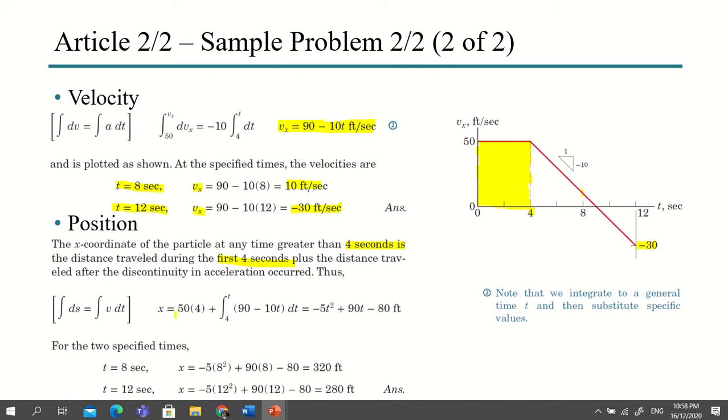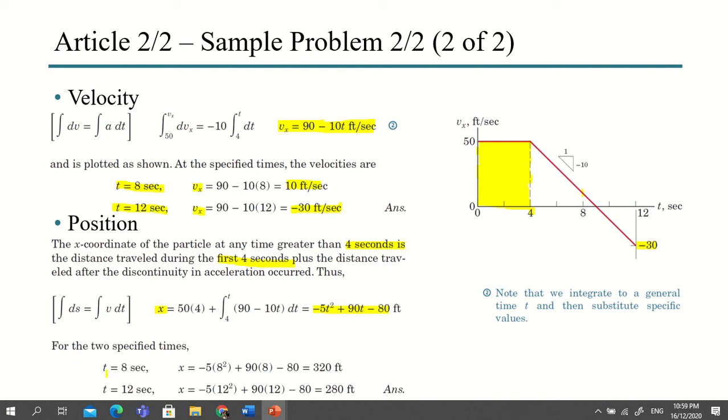All right, so we have this resulting equation after you integrate this ds, because we have to find s, the position. We use x here for the position. After integrating, this part here, 50 times 4, is just the area of this part, plus the integral, which is equivalent to this one. Evaluating this with the lower limit of 4 and the upper limit of t, we got this.